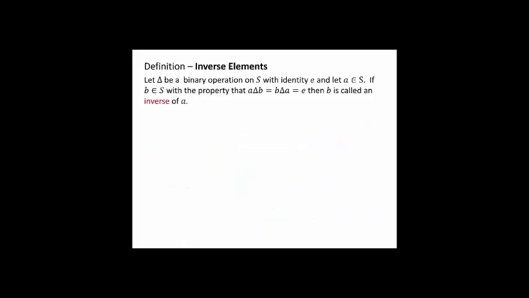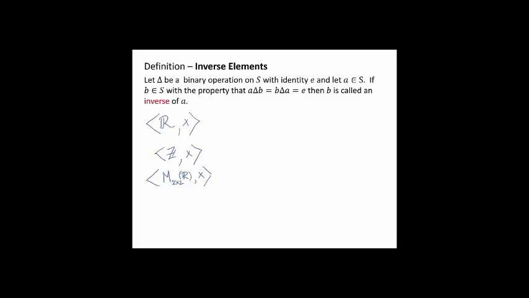Here we define inverse elements. Let delta be a binary operation on S with identity E, and let A be some element of S. If there is a B in S with the property that A delta B equals B delta A equals E, they commute, both ways give you E, then B is called an inverse of A, a delta inverse of A.